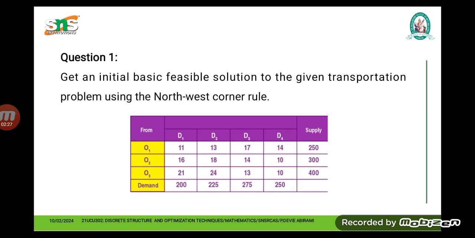Our first problem is to get an initial basic feasible solution. Whatever solution we get is said to be an initial basic feasible solution for this problem by using the northwest corner rule.